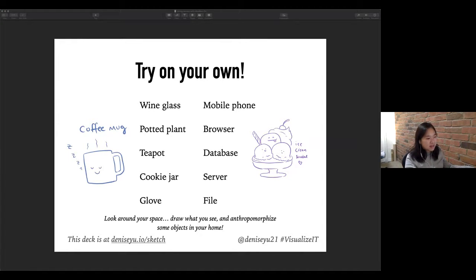So I'm going to stop talking for a little bit. I'm going to give you 10 minutes to anthropomorphize some objects. Please do keep the posts coming with the hashtag. They look amazing so far. Yeah, I will unmute myself again in about 10 minutes.